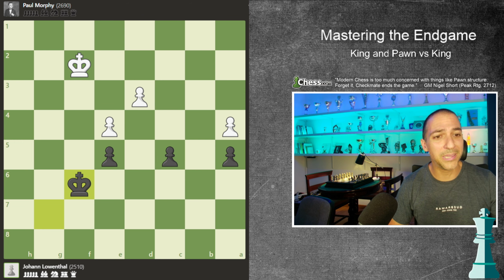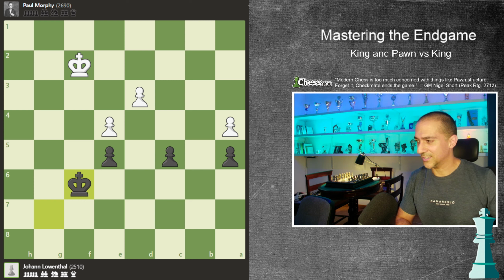The second game is the game between Paul Morphy and Johann Löwenthal. Löwenthal has won this game, and it's very beautiful too, and it shows the lack of endgame theory of Paul Morphy. But well, in those days it was normal to make mistakes in the endgame. So here in this position, Paul Morphy will commit a blunder, because, well, it's quite easy.